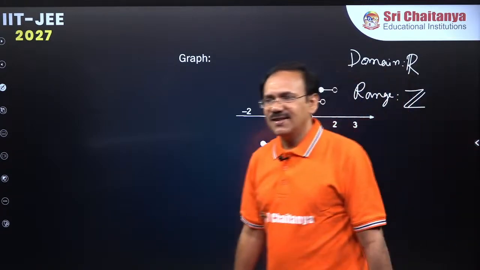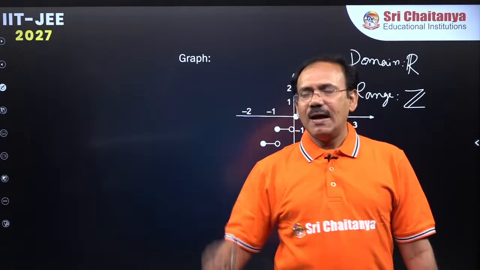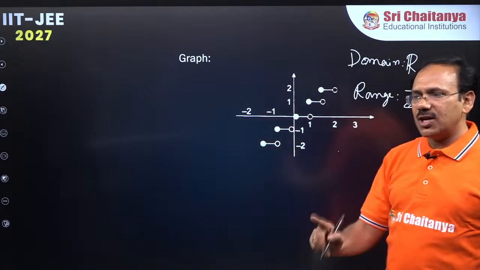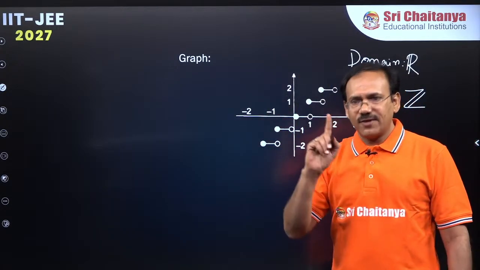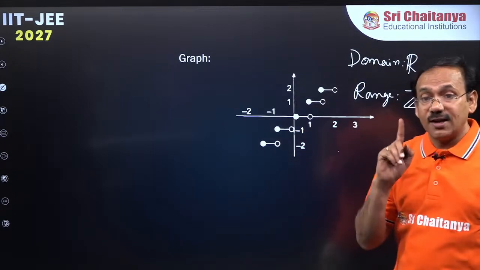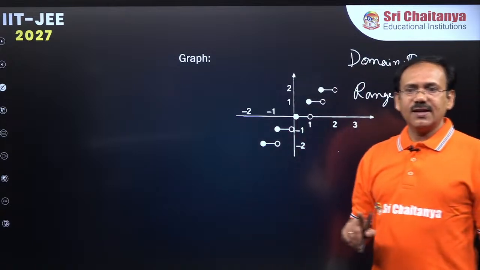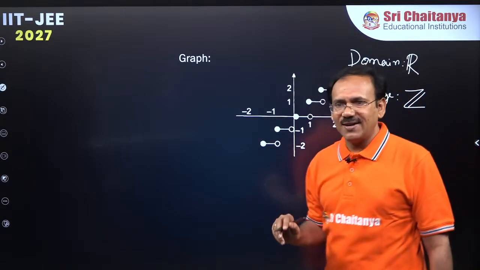Clear everyone? We have done the second point. Point number 1, definition of greatest integer function, is done. Number 2, we have seen the graph of greatest integer function. Clear everyone?